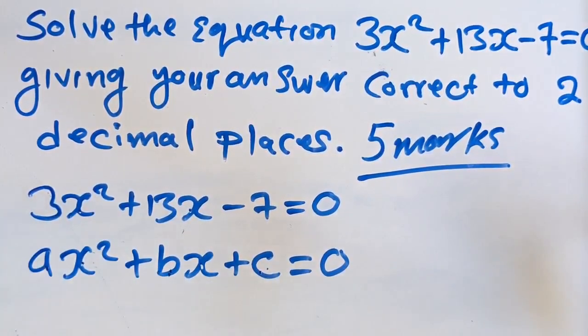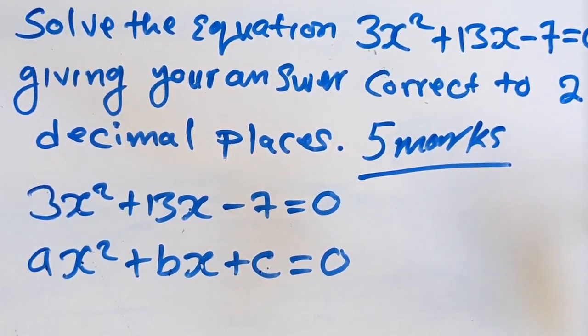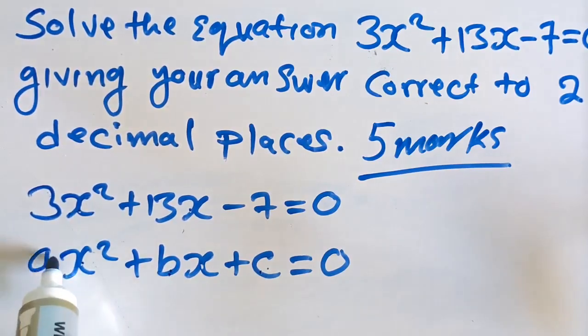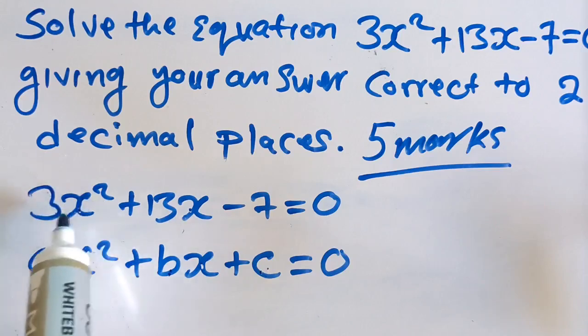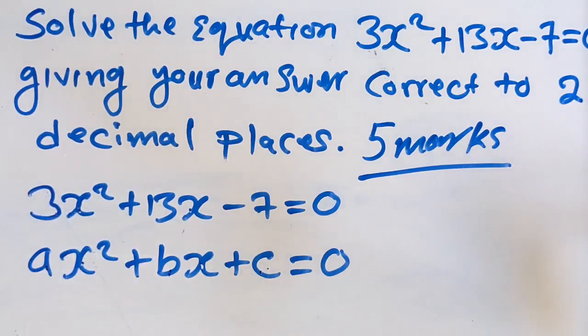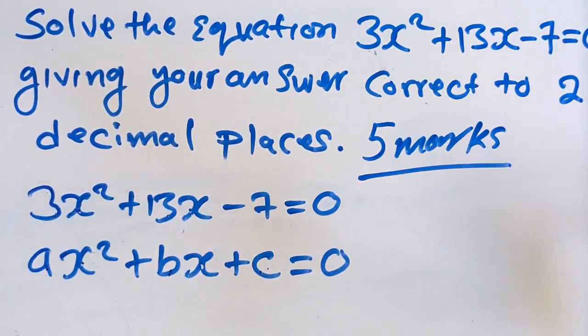Now what you need to understand is that these are called coefficients. You might be wondering, what is a coefficient? A coefficient is a number attached to a letter. So what is the number attached to letter x squared? The number that is attached to letter x squared is 3. The number that is attached to letter x is 13.